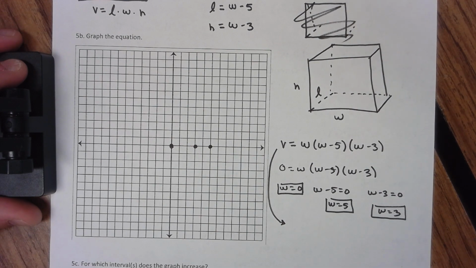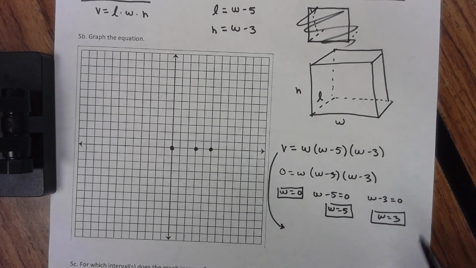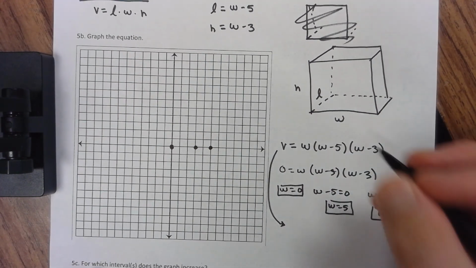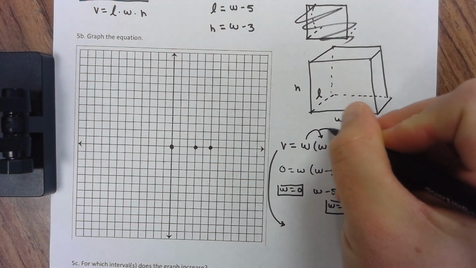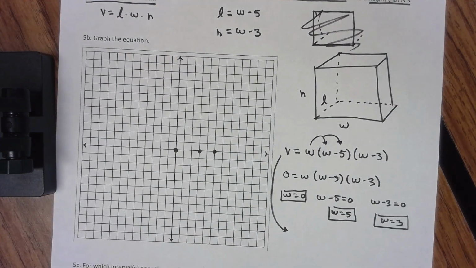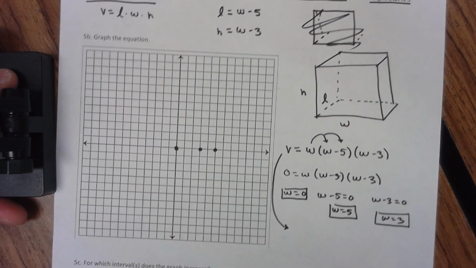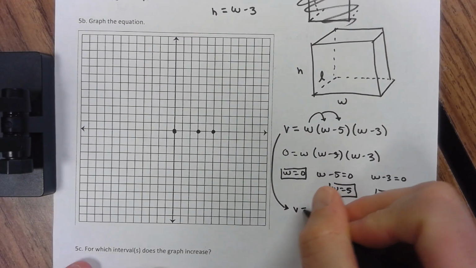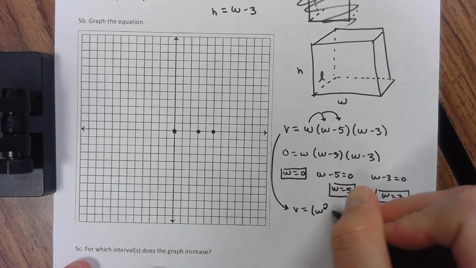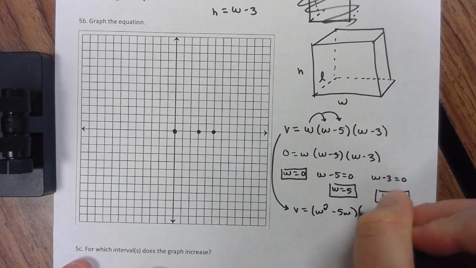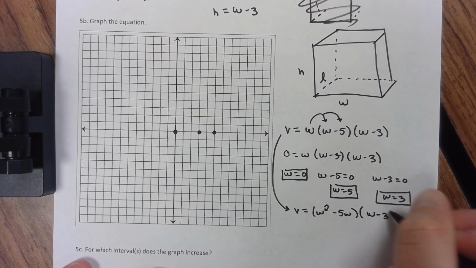Then when it's in standard form, we can figure out what the degree is and the leading coefficient and determine the end behavior. So when I go to standard form, this W is going to distribute, and it will only distribute to one set of parentheses. If you distribute it to both sets of parentheses, you're over multiplying. You're multiplying more than what you need to. So now our volume is equal to W squared minus 5W, and then we have to multiply that times W minus 3.